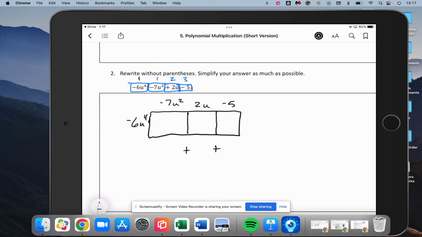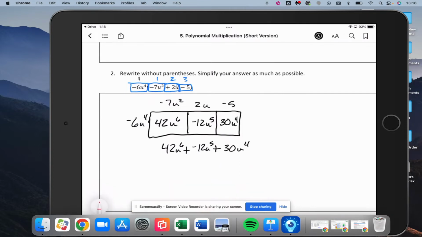So negative 6 times negative 7 is positive 42. U to the 4th and u squared makes 6 total u's, so u to the 6th. Negative 6 and 2 makes negative 12. 4 and 1 more makes 5. Negative 6 and negative 5 makes positive 30. And we keep our u to the 4th. So I'm going to have 42u to the power of 6, a negative 12u to the power of 5, and a 30u to the power of 4.